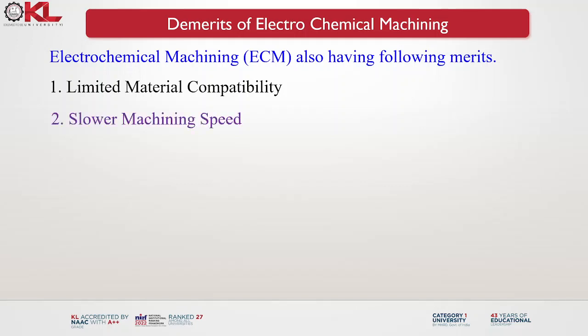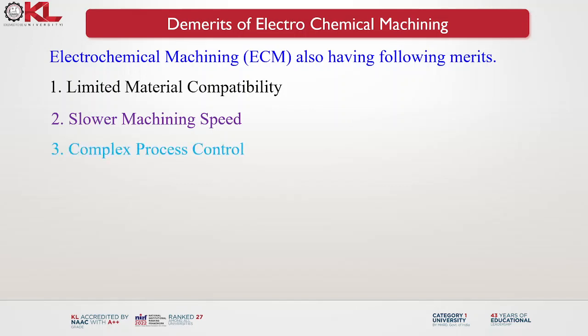Slower machining speed. ECM is generally a slower machining process compared to conventional methods like milling or turning or drilling operations. The material removal rate in ECM is relatively lower, which can lead to longer cycle times for machining operations. This can be disadvantageous when high productivity or fast turnaround times are crucial. In some cases, it may not be suitable.